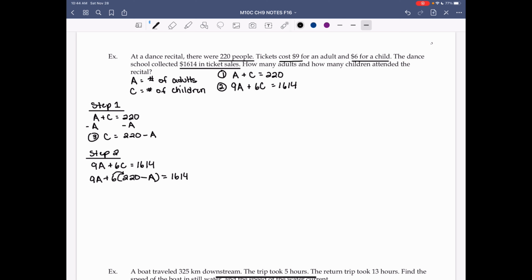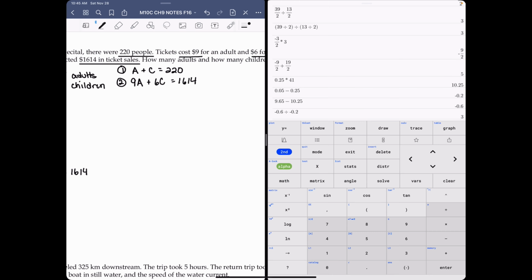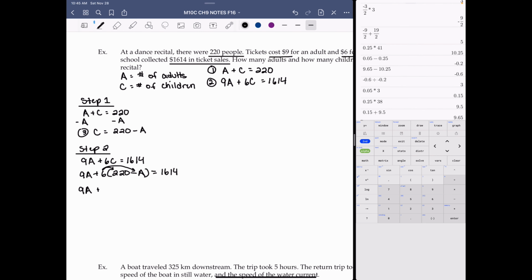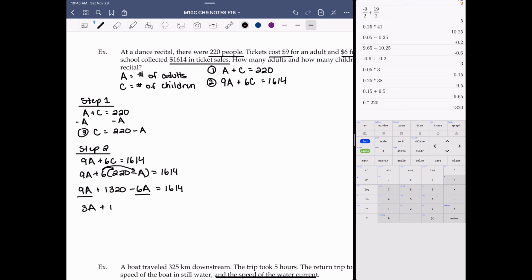Multiply the 6 into the brackets. 9A plus, we need 6 times 220. 6 times 220 is 1320. So 9A plus 1320. 6 times negative A is negative 6A, and then equals 1614. Combine our like terms. We have 9A and negative 6A. 9 minus 6 is 3A plus 1320 equals 1614.